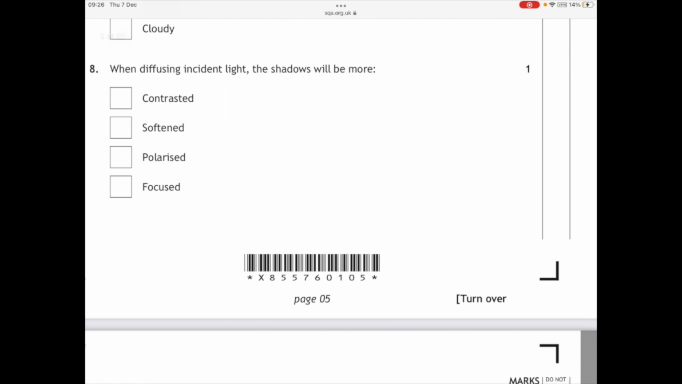Number 8, okay, it's a nice question. When diffusing incident light, the shadows will be more. Okay, so there's a lighting PowerPoint which you should read, and this will help you with this answer. So diffused light, diffusing something. Okay, so have a little think about that one.